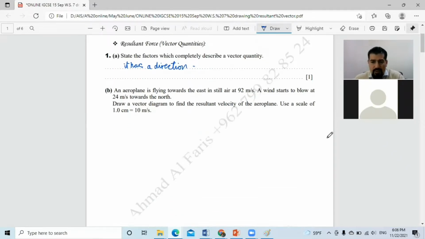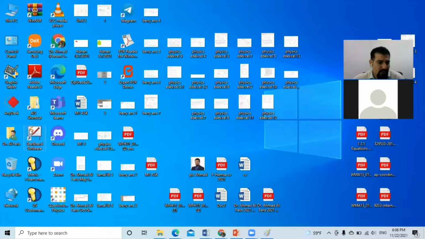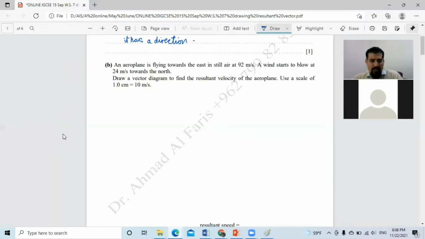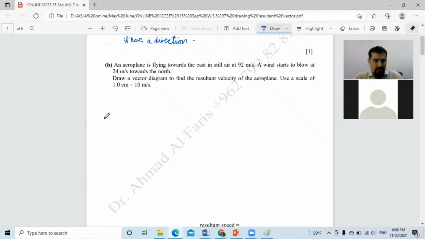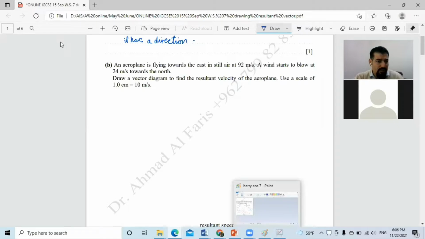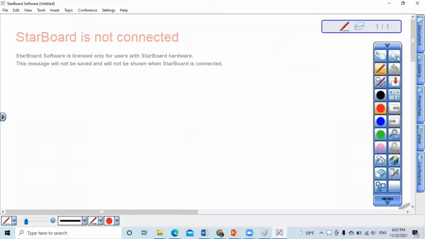Next, what do they ask? I will try to open something that can show me how I can draw a vector diagram using a ruler. Okay, this is the device. I have a protractor. I have a compass. And I can do whatever I want here.